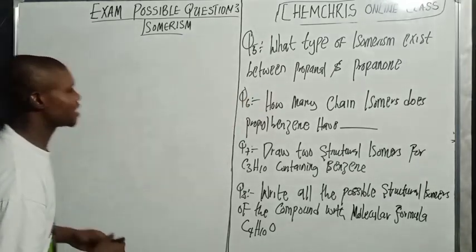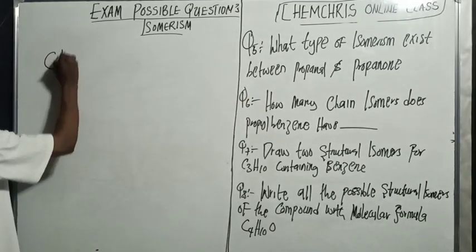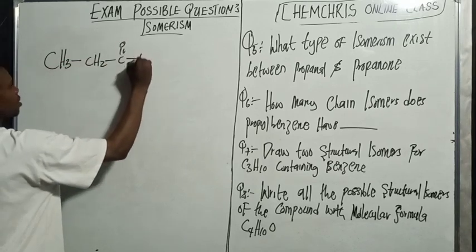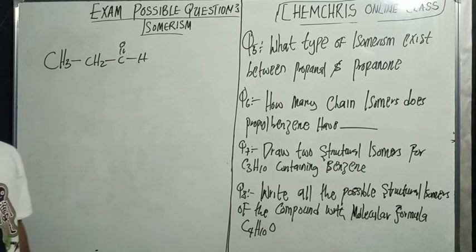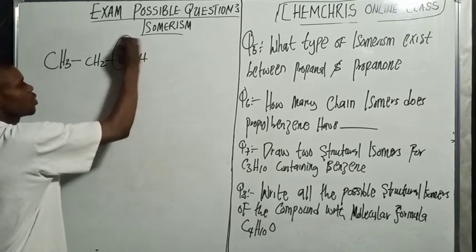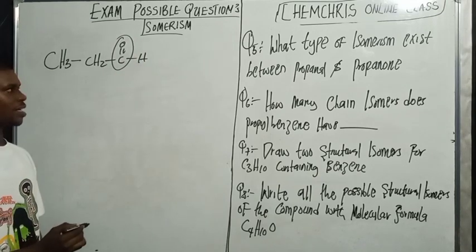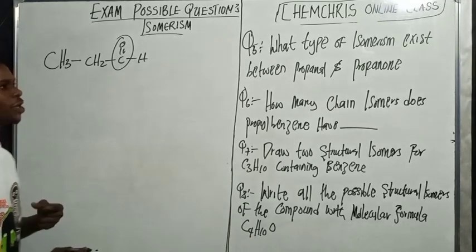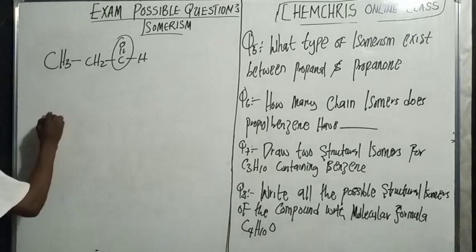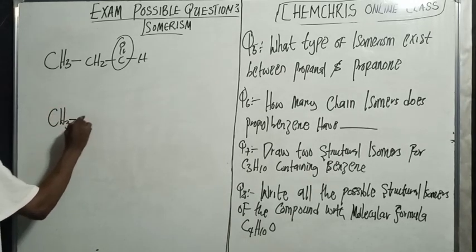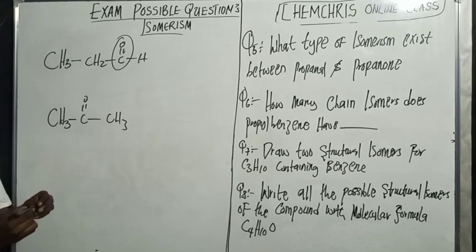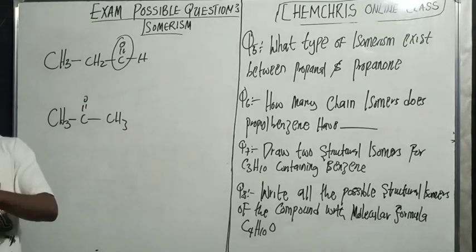So when you have propanol, this is the structure of propanol, CH3CH2CH2OH. This is called propanol. Look at the functional group. It's called the alcohol functional group. Now look at propanone. This is called propanone, CH3COCH3. So let's look at whether they have the same molecular formula.